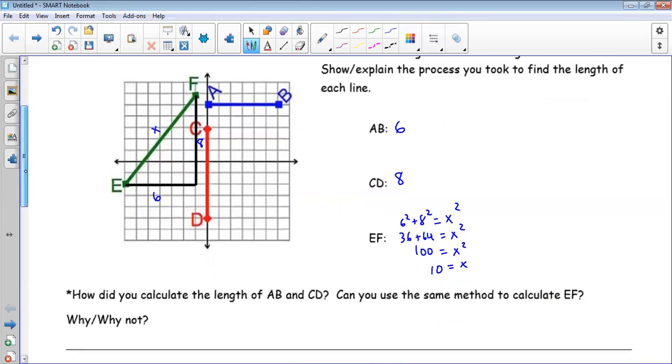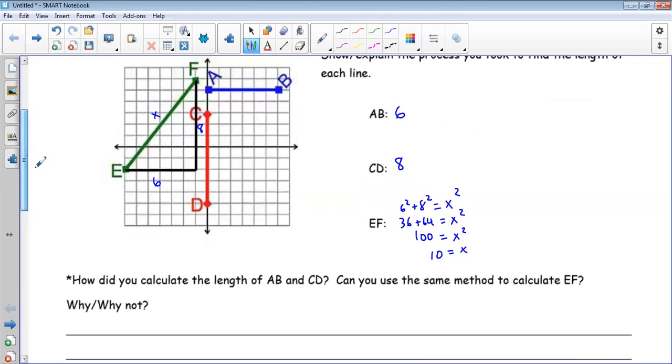There's a formula. Okay, Howie, how did you calculate the length of AB and CD? Can you use the same method to calculate EF? Why not? For AB and CD, I counted boxes. Not for EF because it was not horizontal or vertical. For EF, I used the Pythagorean theorem.